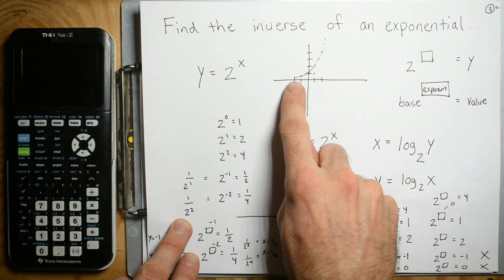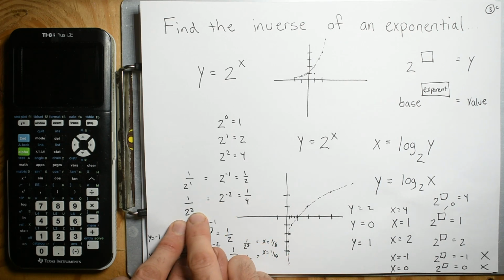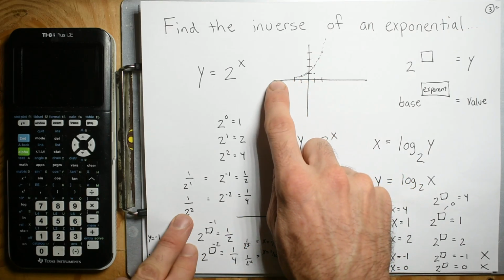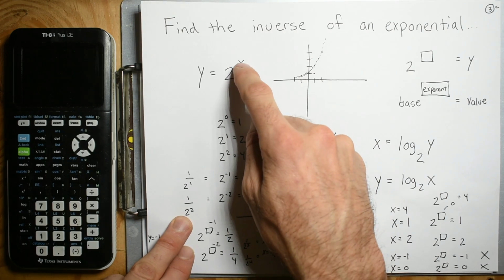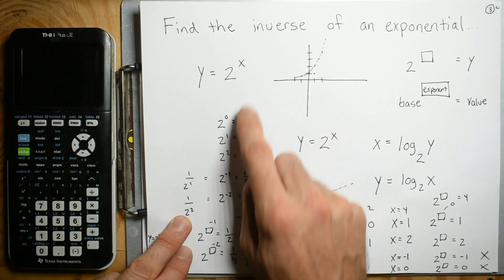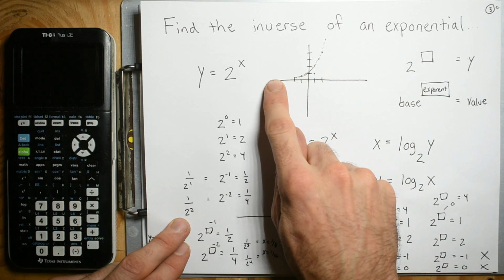How about negative 2 for x? That's going to be 1 divided by 2 squared. That's going to be 1/4. And then we can see that this never actually is a negative number. Even though I'm throwing in negative values of x, that just means that we're taking 1 divided by 2 to that power. And so this is the function that we get.